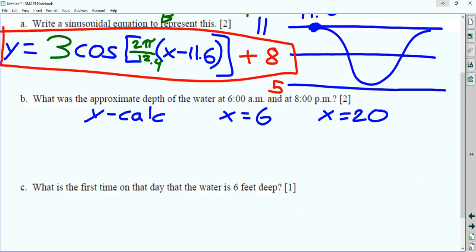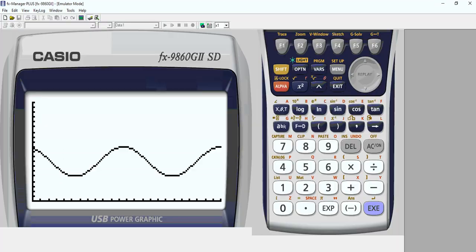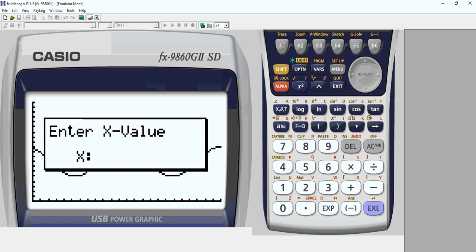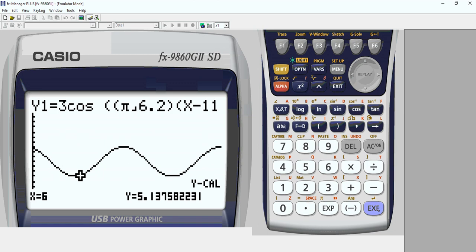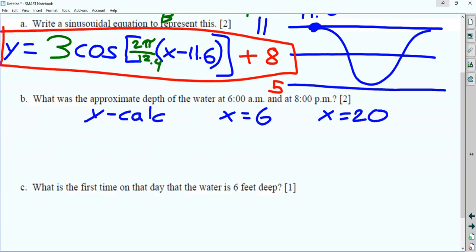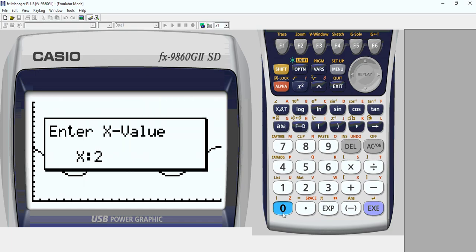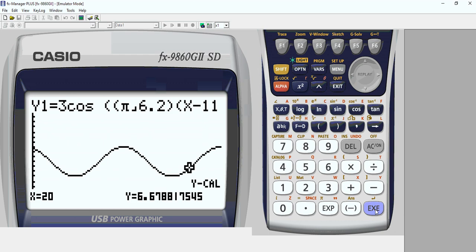All right, so we go y calc and then type in those two answers. G-Solve, y calc, x equals 6. That was our first one. 5.137, so let's just say 5.1. Then we do it again for x equals 20. G-Solve, y calc, x equals 20. 6.7.